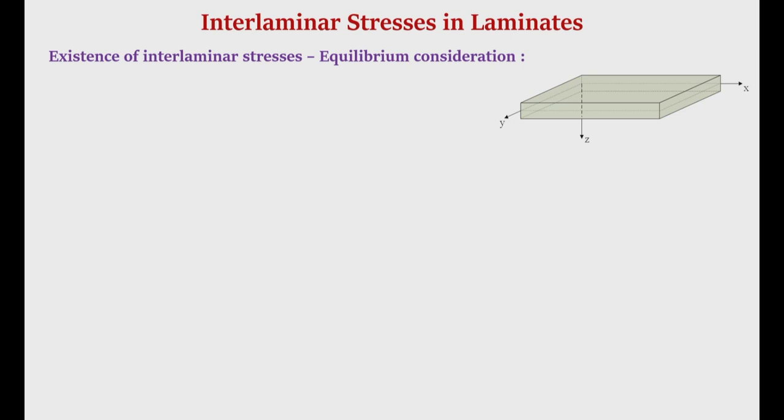To understand this, we will start with equilibrium equations. We will try with equilibrium considerations. Suppose this is a laminate, and the width of the laminate is 2b, the length of the laminate is L, and the thickness is h. This is the reference plane.